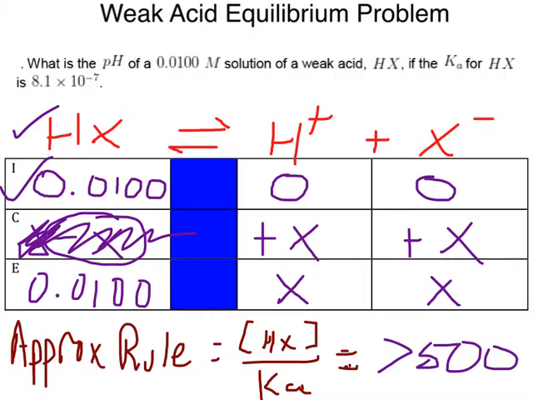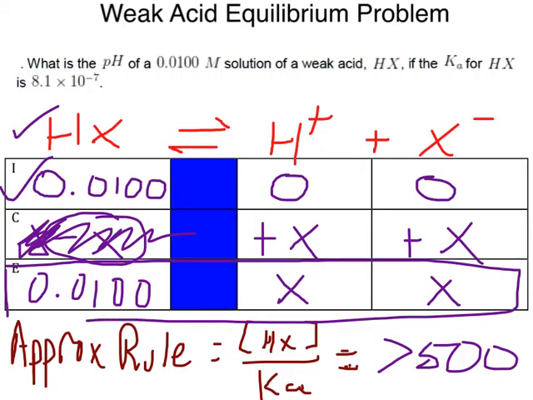Okay, so that's step 1. Step 2 is to do your ice table. Step 3 is, before you finish the ice table, to do the approximation rule and check it. And hopefully it's greater than 500, because if it's greater than 500, we don't have to do a quadratic. The next step is to fill in this data from this part right here into our Ka equation. So let's do that.